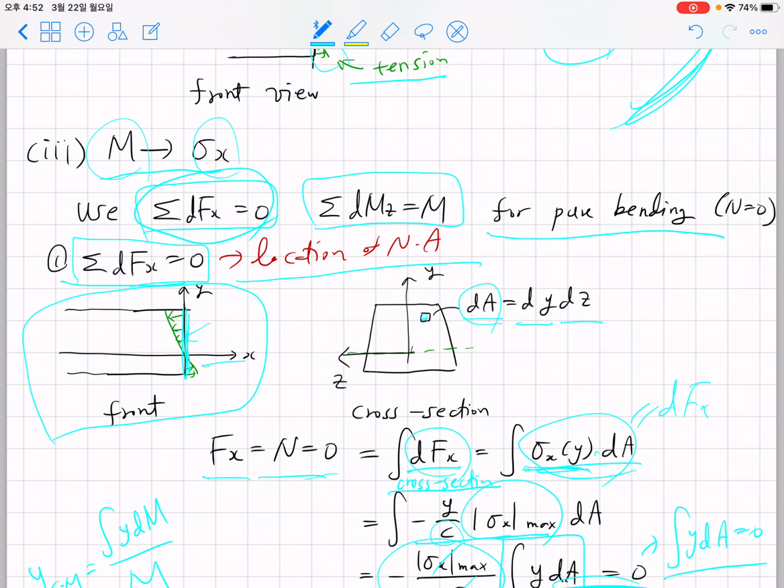Okay. Regarding the implication and the result of the second condition, the summation of infinitesimal moments must be the same as the macroscopic moment M, and we'll discuss it in the next video.